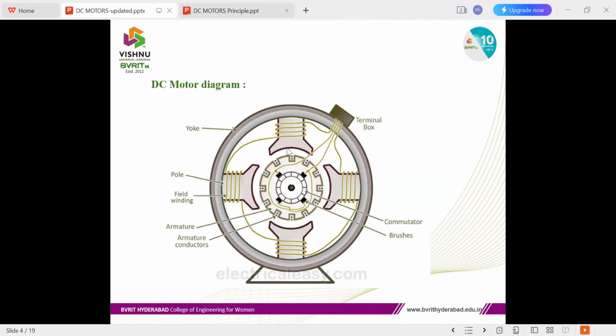Then we have the commutator. The commutator is also cylindrical in shape, and it is used for rectification. It converts AC current to DC current, and it also collects the current from the armature conductor, and it is made up of copper segments. Then over the commutator, the brushes are mounted, which are made up of soft material like carbon or graphite. The function of the brushes is to collect the current from the commutator and make it available to the stationary external circuit. And this is the terminal box, which is used to give the input supply.